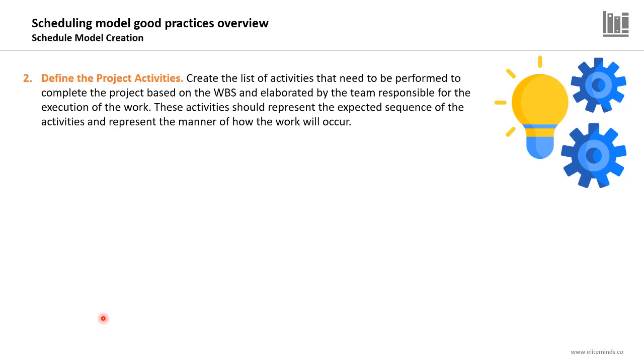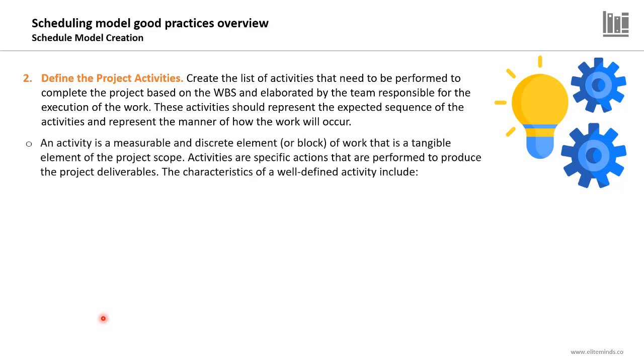So as an outcome of this step, we need to have a list of all the project activities. Those project activities were decomposed from the work packages that exist in the work breakdown structure. An activity is a measurable and discrete element or block of work that is a tangible element of the project scope.